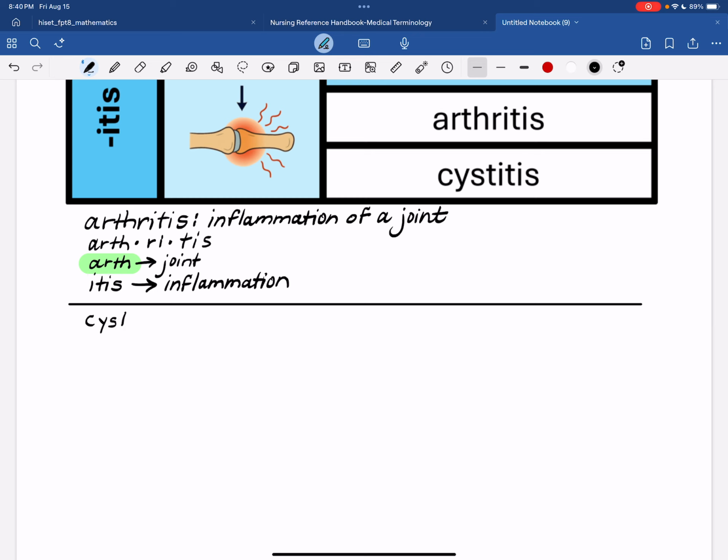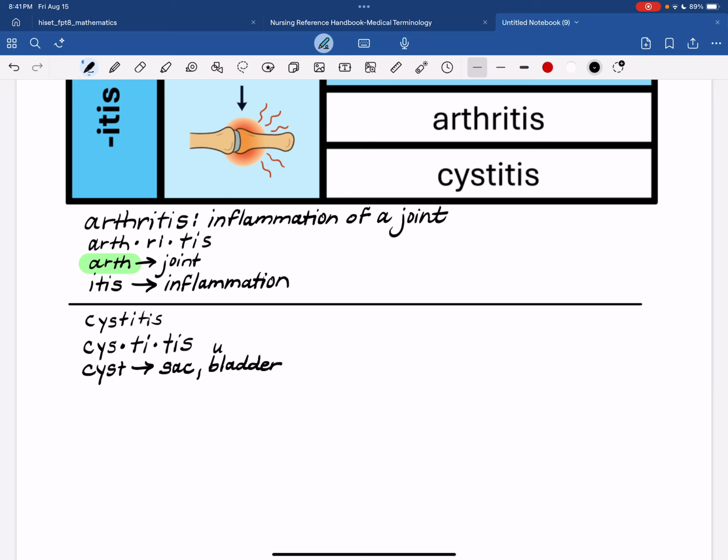Cystitis. So when you run that word together, you pronounce it as tus. Cystitis. Cyst literally means sac, but it is the medical root for the urinary bladder.